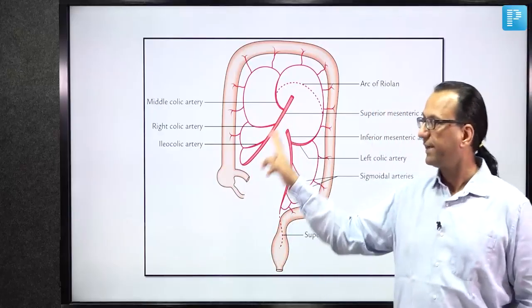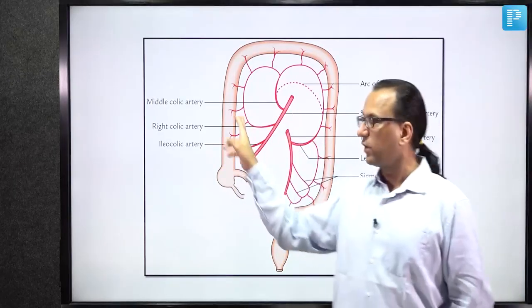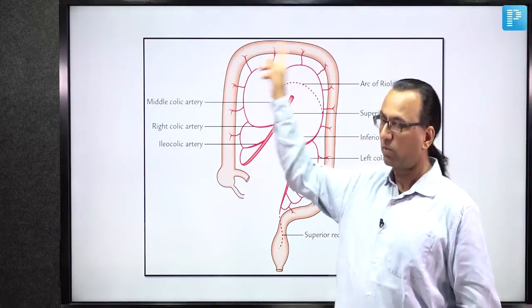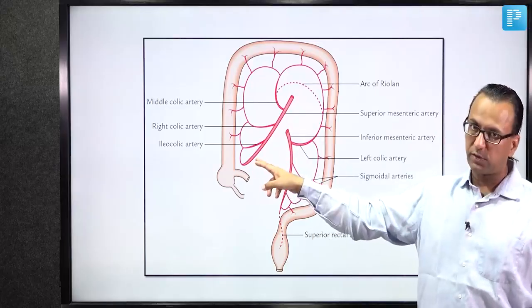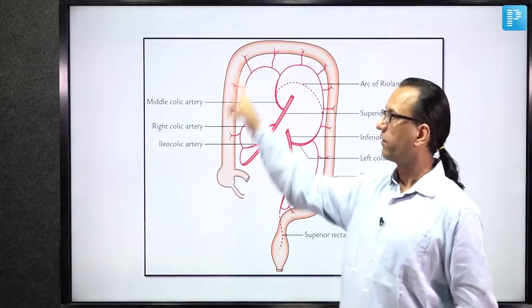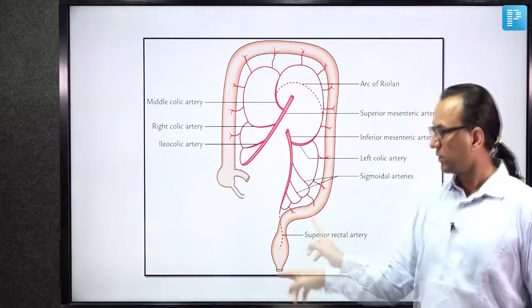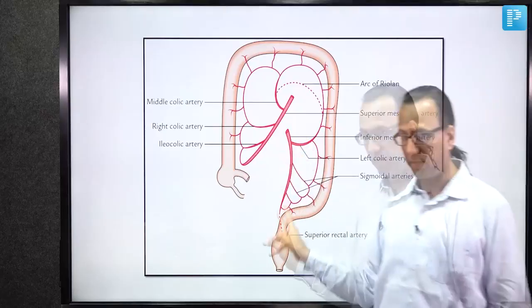Now, the ileocolic artery is supplying the terminal ileum and the ascending colon, whereas the right colic is supplying the ascending colon here, and the middle colic is supplying the transverse colon. The superior mesenteric artery, a branch of the abdominal aorta, can supply only till the right 2/3 of the transverse colon, the midgut, because the splenic flexure and the rectum, parts of the hindgut, will be supplied by the next artery, which is the inferior mesenteric artery, the artery of the hindgut.